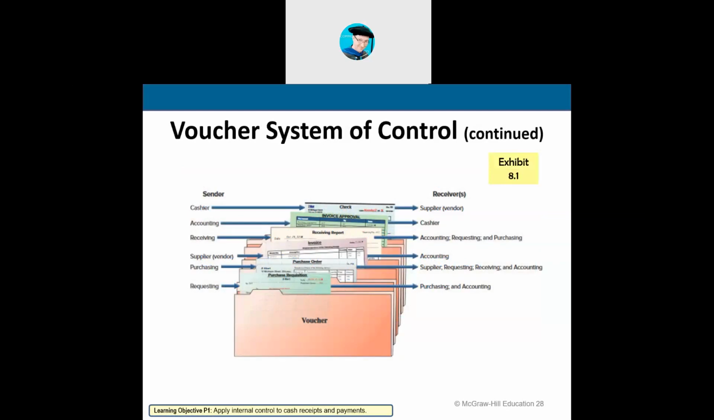Vouchers are nice. The sender could be cashier, accounting, receiving, supplier, purchasing, requesting, all of these individuals. The receivers are the suppliers, cashiers, accounting, requesting, purchasing. We see the process by which the sender sends the voucher. A voucher could be a check, invoice, receiving report, purchase order, purchase requisition. These are all vouchers. Basically, as cash is being moved, sent and received, there should be an accompanying document with that cash or that check.